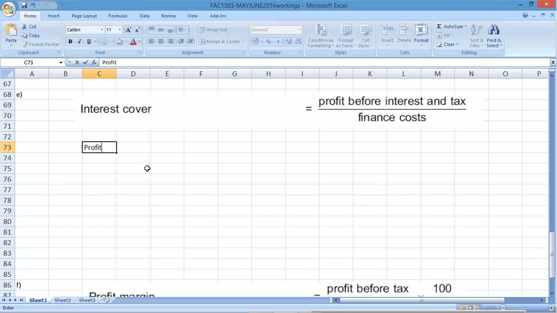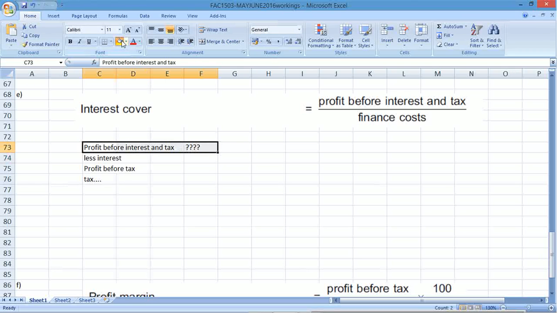Let me write down the whole thing: profit before interest and tax. Then you would less the interest. I'm going to do it this way so you can see what I mean. And then profit before tax, and then the tax, and then so on. So profit before interest and tax is what I'm looking for. That's what I require. Profit before tax is given in the question.